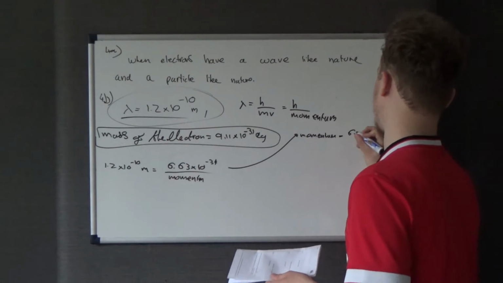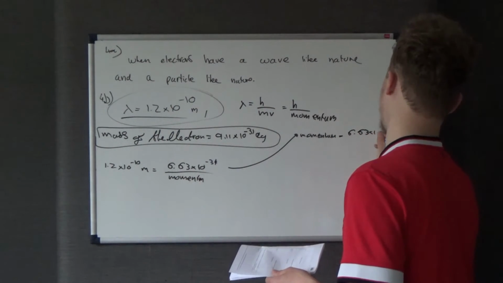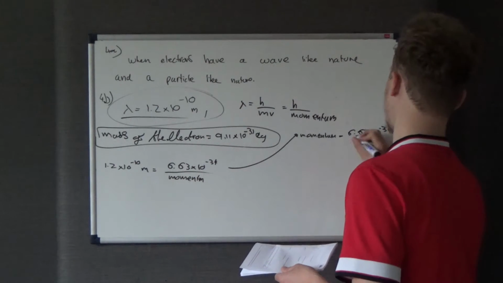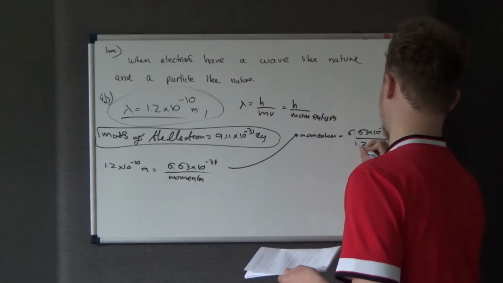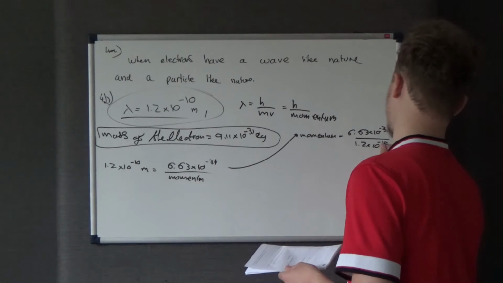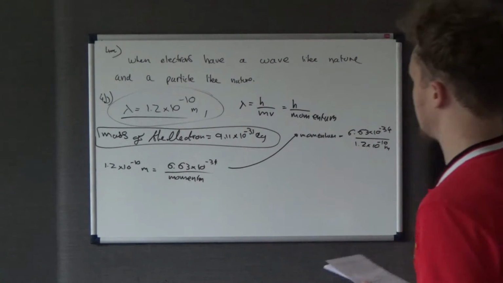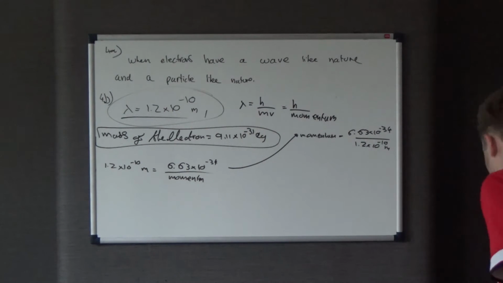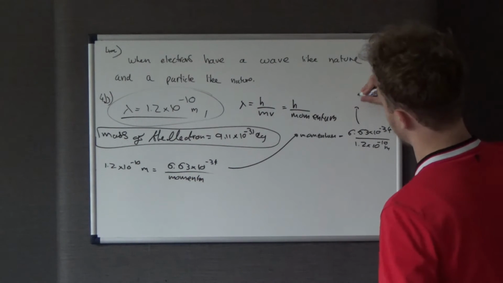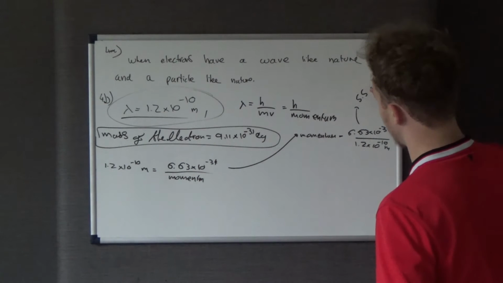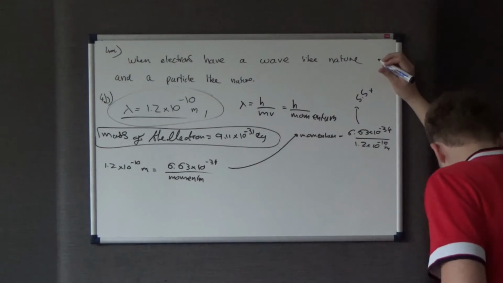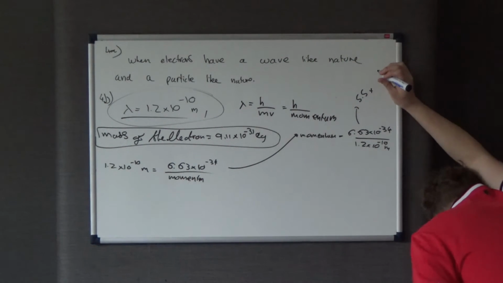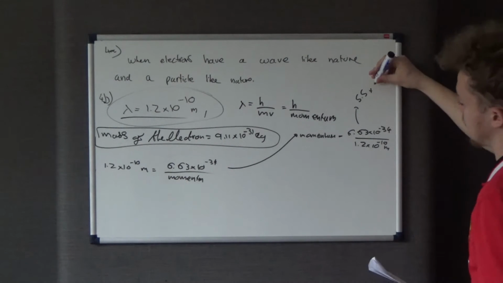equal to 6.63 times 10 to the minus 34 over 1.2 times 10 to the minus 10 meters. Okay, so just whack that in your calculator and you should get an answer of 5.5 times 10 to the minus 24 meters. Sorry, times 10 to the minus 24 kilogram meters per second.